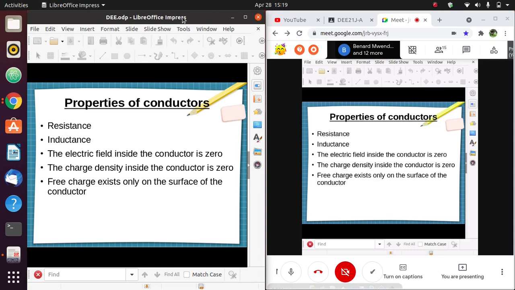Sijui kama niwapoteza kidogo, lakini nilikuwa na explain kidogo kuhusu inductance, how that is a property of conductors.